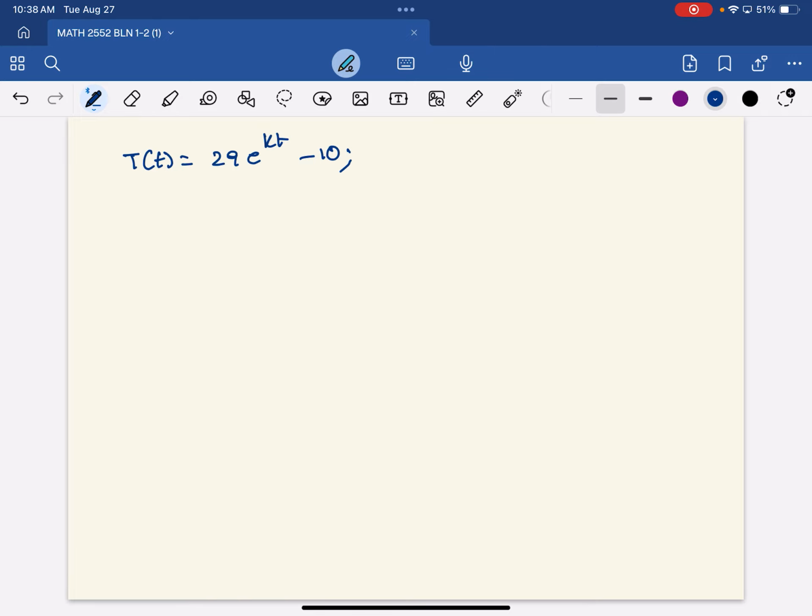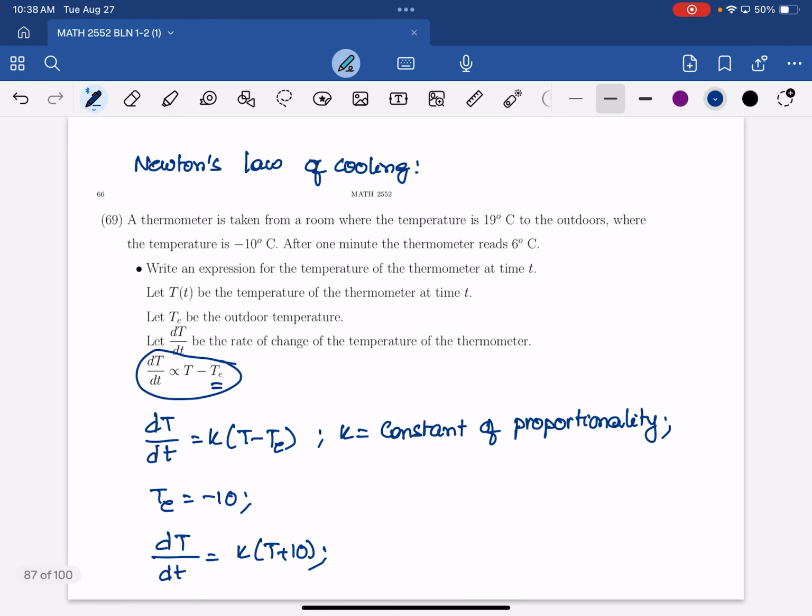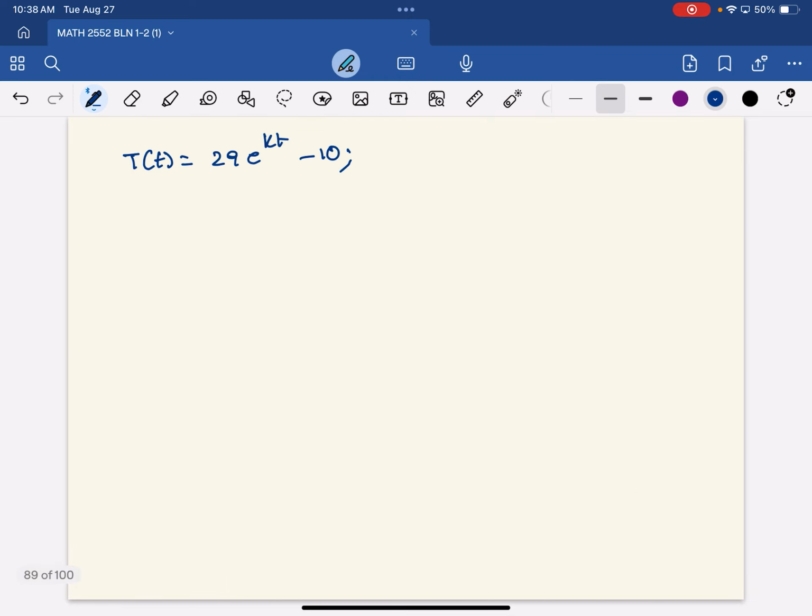The other information they give me is that after 1 minute, the temperature is 6 degrees. So T of 1 equals 6. When the time is 1 minute, the temperature is 6 degrees. So I write 6 equals 29 e to the K minus 10. So I get 16 equals 29 e to the K, and so on.